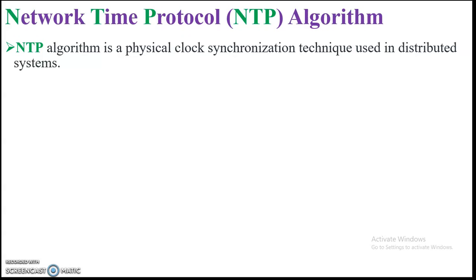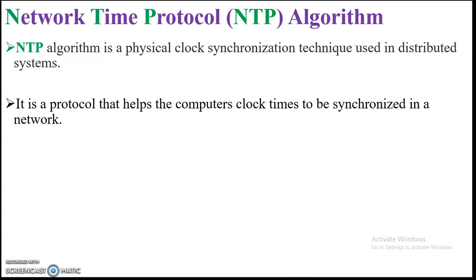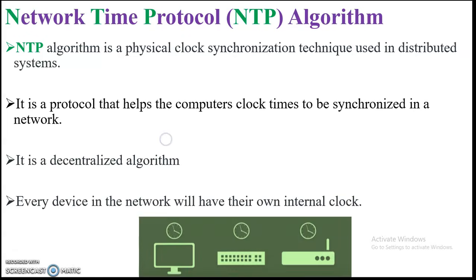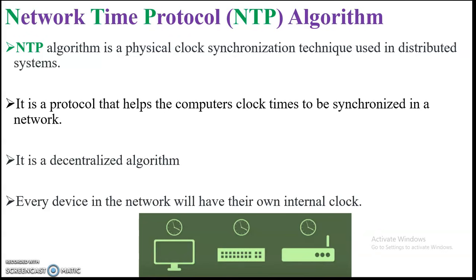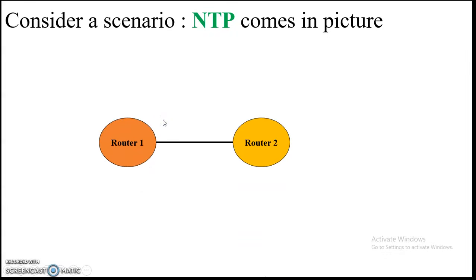In a network, having inconsistent time may lead to problems. Every device in a network will have an internal clock. It is important to keep accurate clocks, otherwise it may lead to inconsistency and integrity issues. Now, let us consider a real-time scenario where NTP comes into the picture.